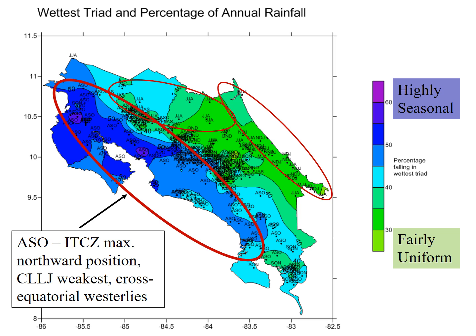Most of the Pacific flank of Costa Rica displays the wettest times of the year as being ASO, August, September, October. We know that this is the time of year where we have the coincidence of the intertropical convergence zone reaching its maximum northern position and those cross-equatorial westerlies, while at the same time the opposing force, as it were, provided by the Caribbean low-level jet, is at its weakest.